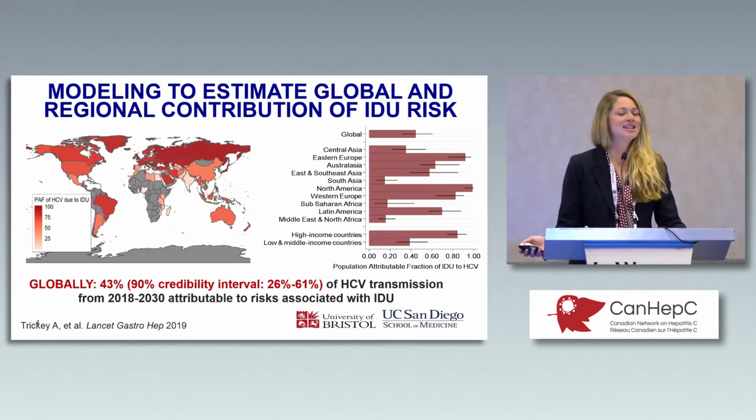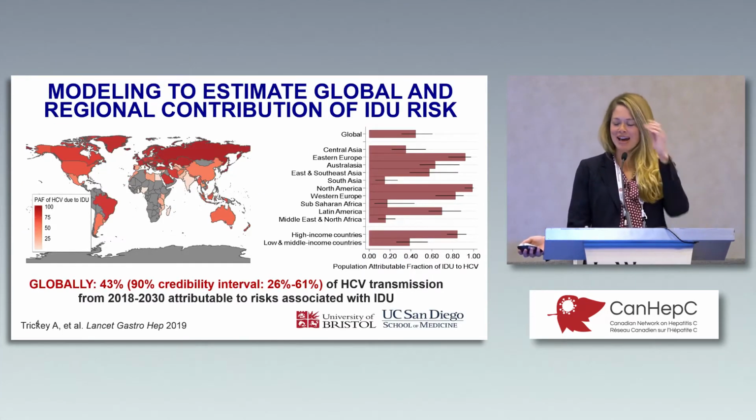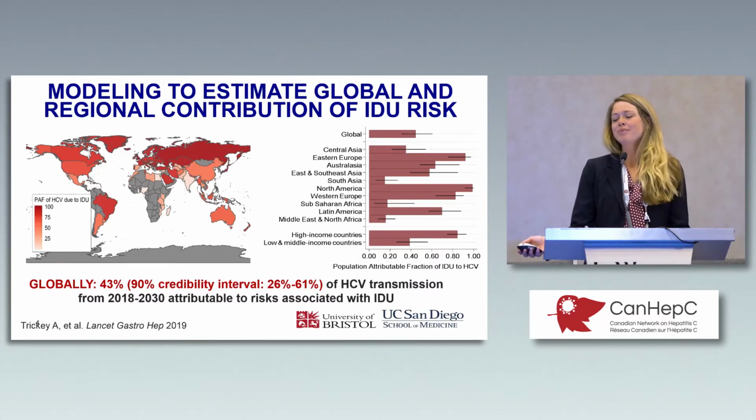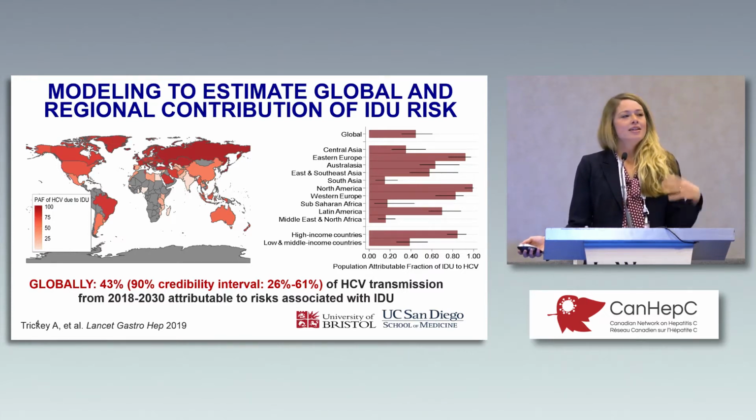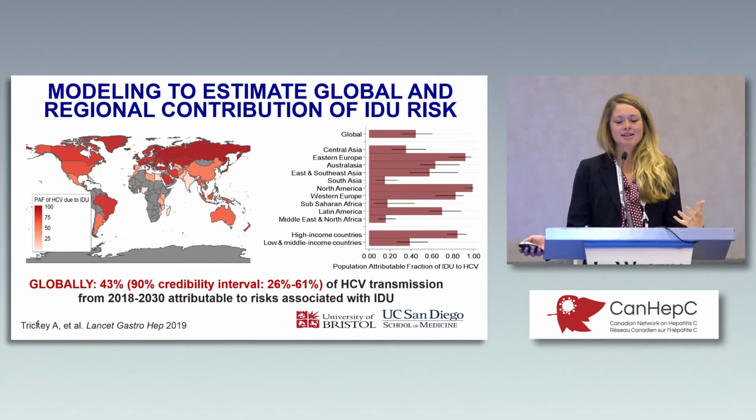And I think this was shown really nicely in a paper we just published that was led by Adam Trickey at University of Bristol, where he developed a dynamic transmission model at a country level, which incorporated IDU-related transmission as well as community transmission, and looked at 88 countries, I believe, worldwide. And the model was used to estimate the contribution of injecting drug use to ongoing hepatitis C epidemics.